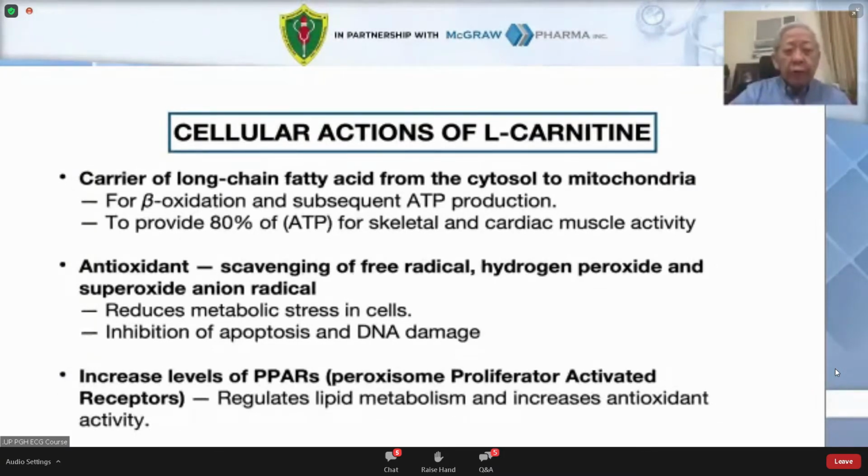It can also increase the levels of PPARs, or the peroxisome proliferator-activated receptors. As we know, PPARs are involved in lipid metabolism. So with this action, L-carnitine can improve the lipid profile, or cholesterol and HDL levels, in patients receiving this substance.